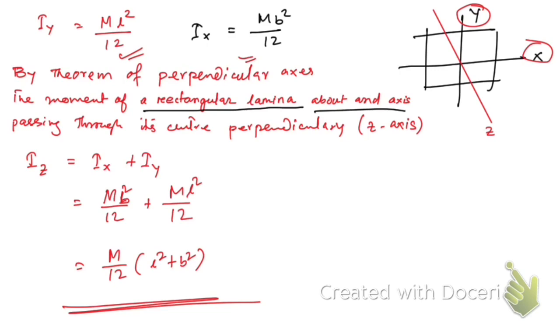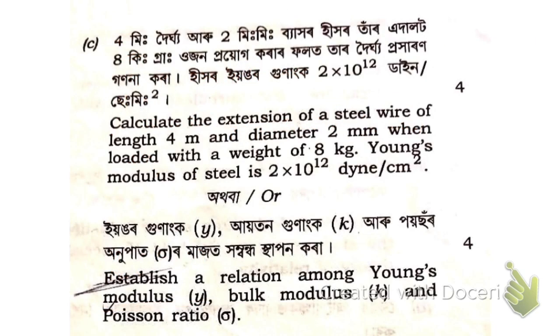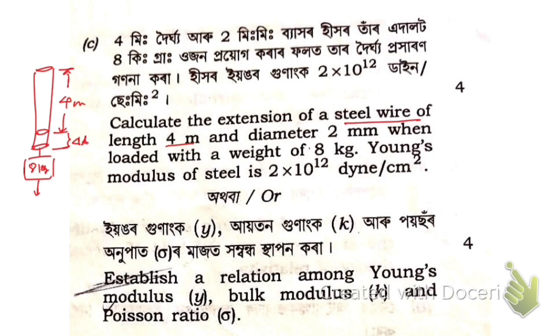So hope you have understood this. Now let's move on to the next. Here you see, calculate the extension of a steel wire of length 4 meter. So we have a steel wire of length 4 meter, loaded with a weight of 8 kg. There will be an extension due to this load. Suppose 4 meter is the original length, and this part is the extension, delta L.